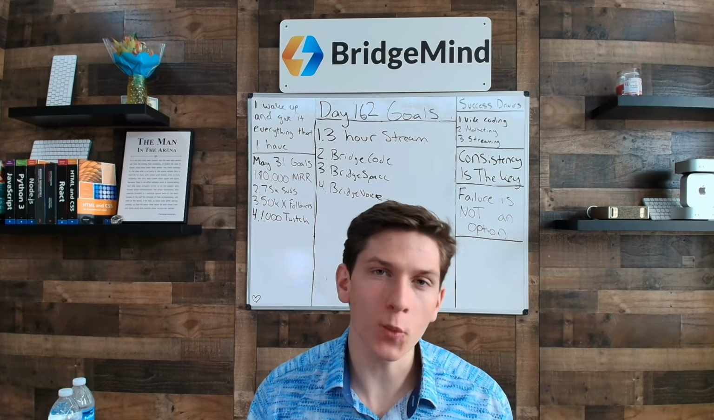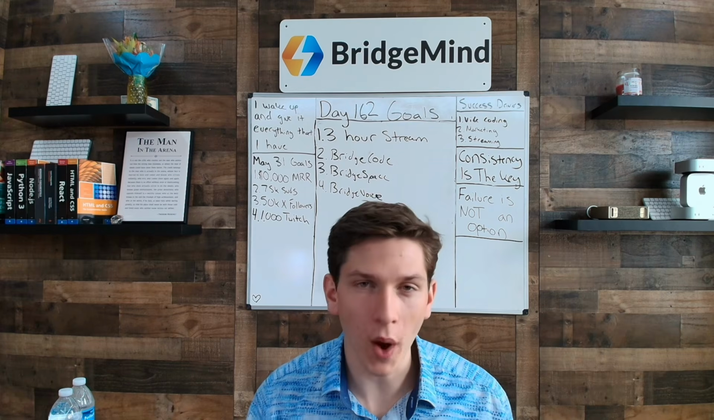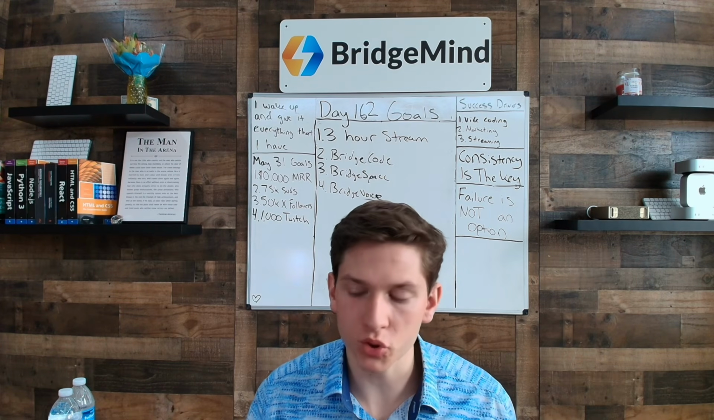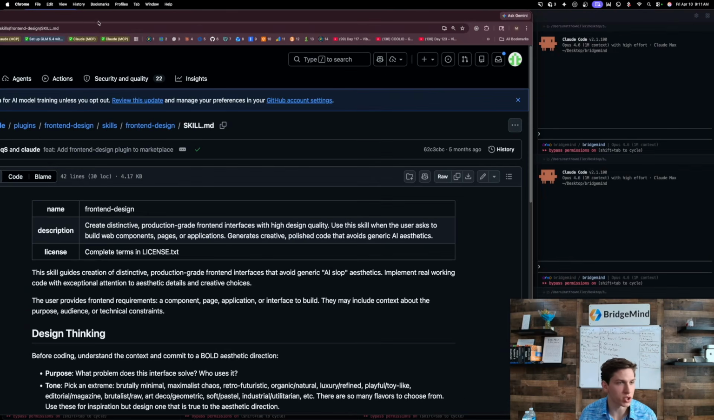In this video, I'm going to be showing you how to create better front-end designs and get better UI output from your AI tools like Claude Code. So check this out. All you have to do is install Anthropic's official front-end design plugin. You can see here it's at this URL. I'm also going to reference it in the description of the YouTube video.